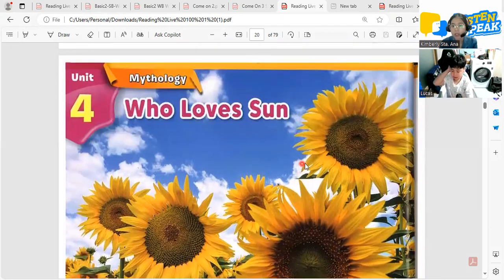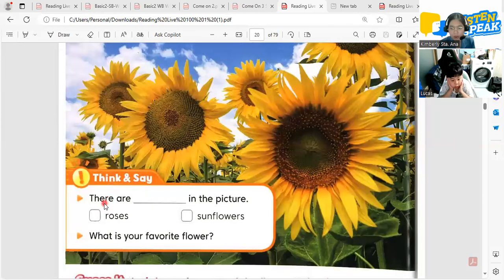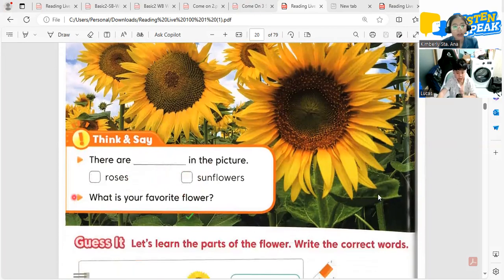It's all about flowers. What's this in the picture? Do you know what this is? It's a sunflower. Very good. That's correct. These are sunflowers. Now, I want you to complete this sentence below. There are sunflowers in the picture. Very good.